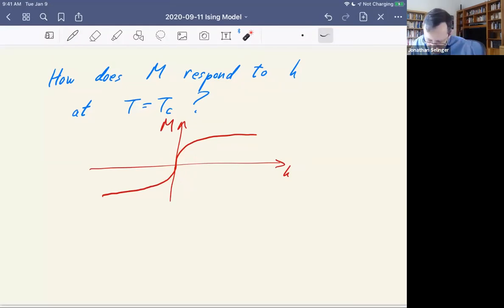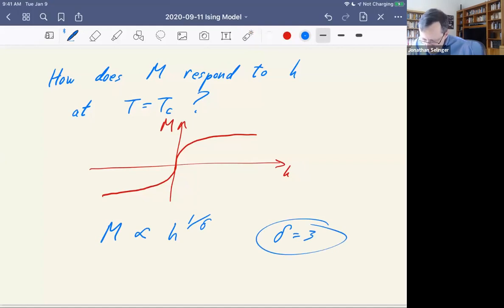And the result of mean field theory is that M is proportional to H to the 1 over delta power. And mean field theory predicts that delta is 3. So it's a cube root, H to the 1/3 power, right around this special region. And again, that is derived on page 22. So you can look it up right there.